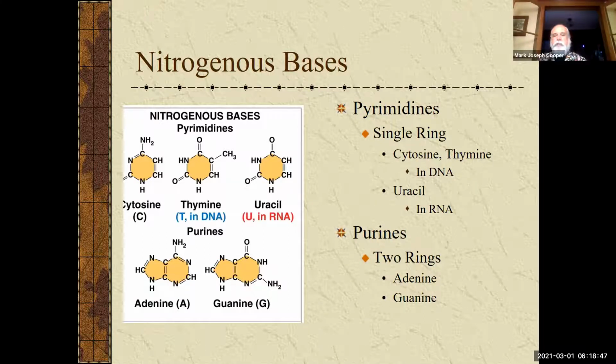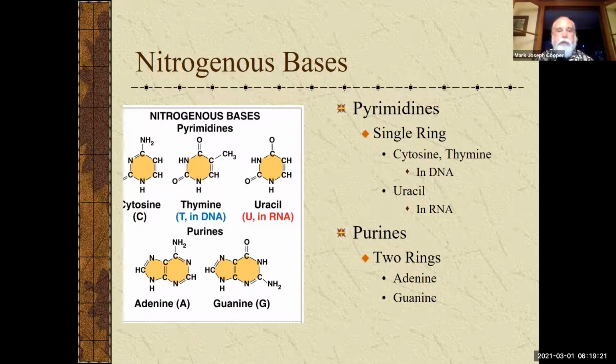Okay, so for the nitrogenous bases, I want you to know there are 2 major types, pyrimidines and purines, and they have slightly different structures. The pyrimidines have a single ring, and the purines have a double ring. The pyrimidines are made up of cytosine and thymine. Those are the nitrogenous bases in DNA. And then thymine is actually replaced with uracil in RNA. So cytosine is actually in RNA also. I should have probably typed that in. In purines, what you have is adenine and guanine.